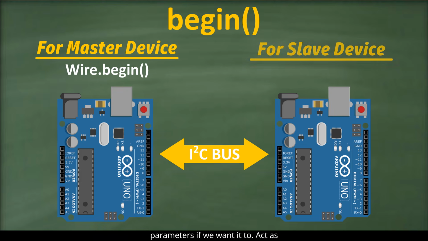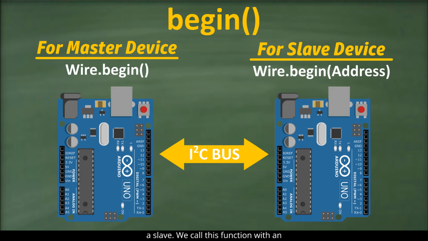If we want it to act as a slave, we call this function with an address as a parameter, after which the Arduino operates as a slave device with the specified address.